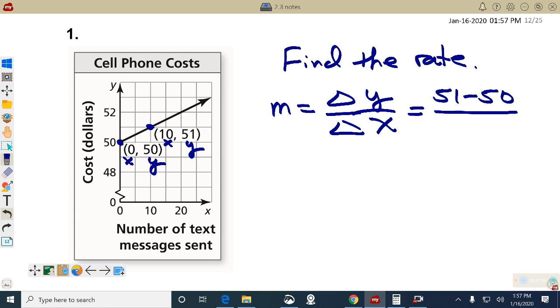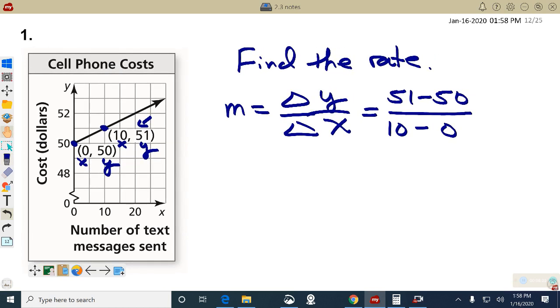What does matter is that if 51 is first here, then 10 has to be first when I do the delta X. Since I used this ordered pair first as 51, when I do the delta X, 10 comes first. Look at 10 minus 0. Let's do the math. 51 minus 50, I want to say is 1 if my coffee has kicked in. 10 minus 0 is 10.